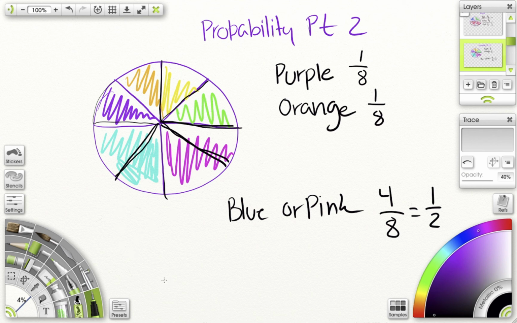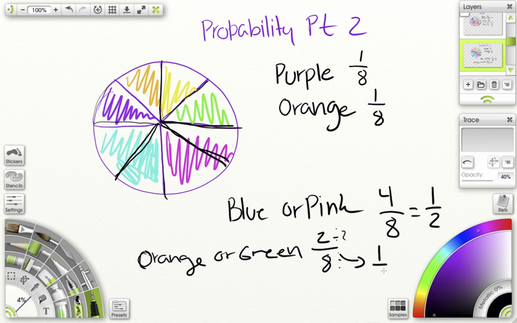What about the likelihood of landing on orange or green? So orange or green. Well, we need to look at how many slices that orange and green take up. So I have one slice here for orange and one slice here for green. So that's 2 slices in total out of 8. I need to put this into simplest terms. So if I just divide both by 2, that's 1/4. If I put a spinner and spin it 4 times, I should land on orange or green 1 in those 4 times. And that's what it is.